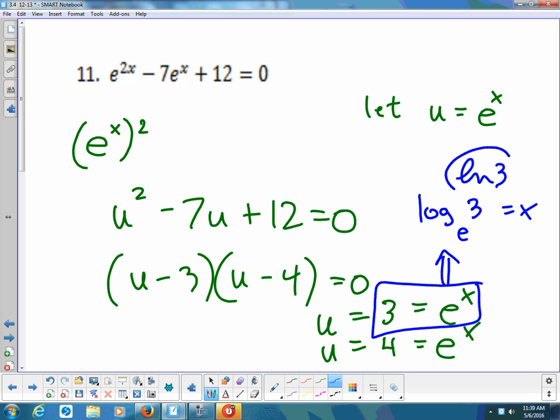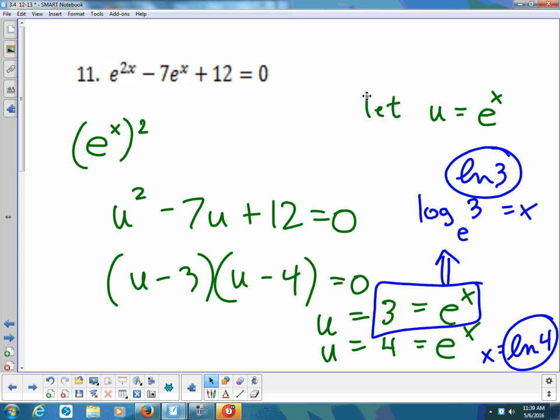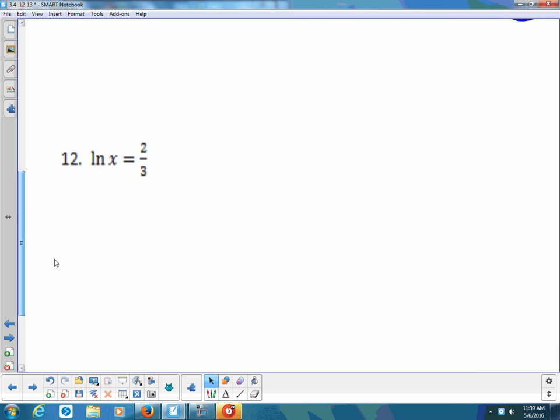So ln of 3 would be one answer, and then what answer were we going to get from this one? You could just put ln 4. ln of 4. So those should be our 2 solutions for this problem. Are we okay with this one? Yes.